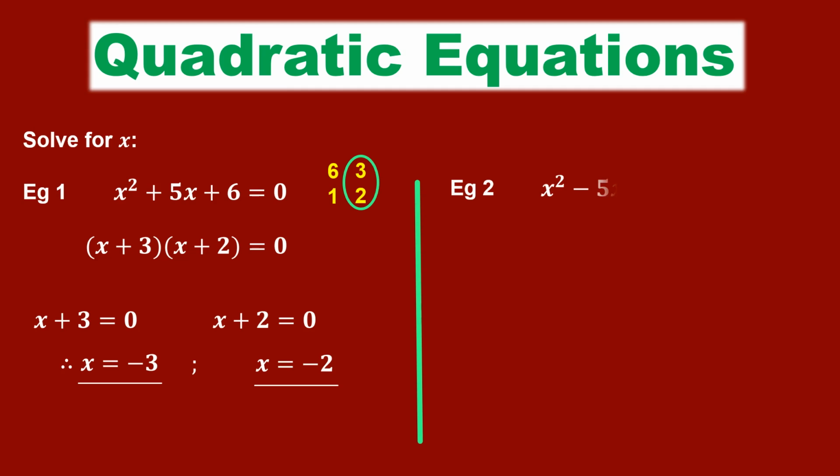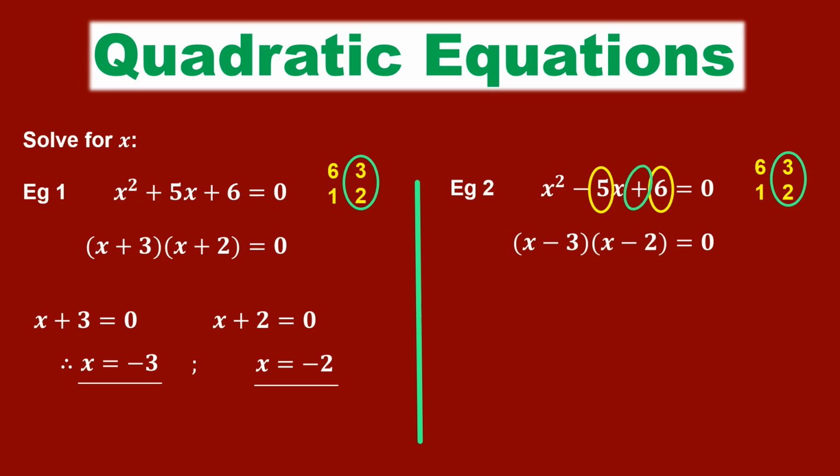Let's try example 2. X squared minus 5x plus 6 equals 0. In this case, again, I'm looking for my factors of 6, which are 6 and 1 and 3 and 2. And because the last sign is positive, I will add the two numbers to get my middle number. So again, 3 and 2 will work.